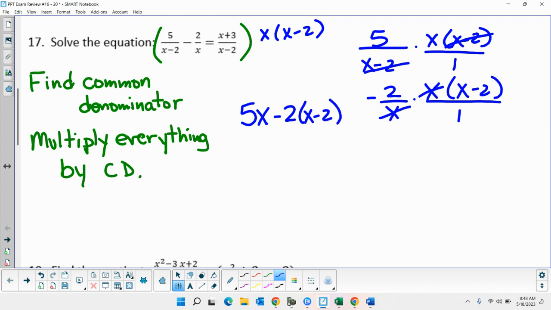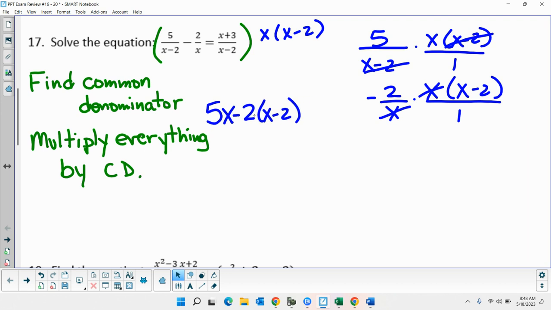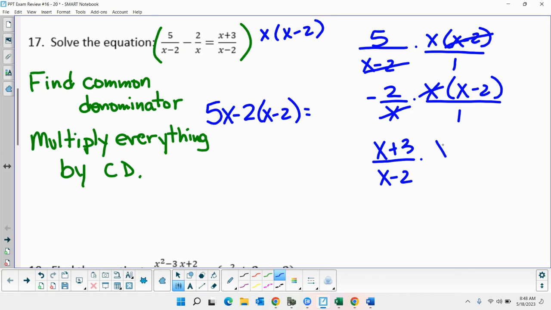I guess I should move that over. Let's see if I can move it. And then equals, and then over here I'm going to go x plus 3, this fraction, times, and those cancel again. So this side is x times x plus 3. So that's what it looks like now. That's why we do that. So we get rid of the fraction stuff.